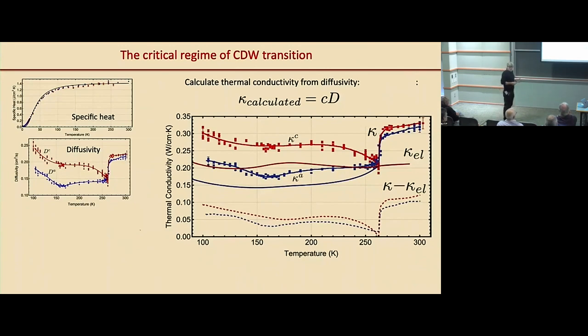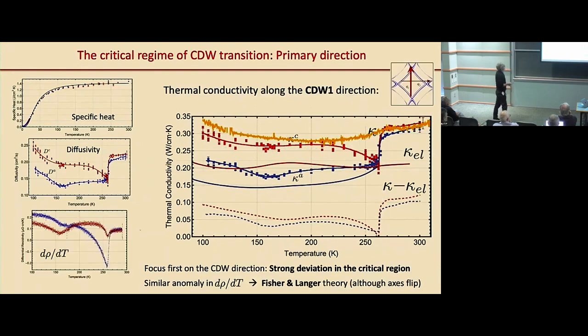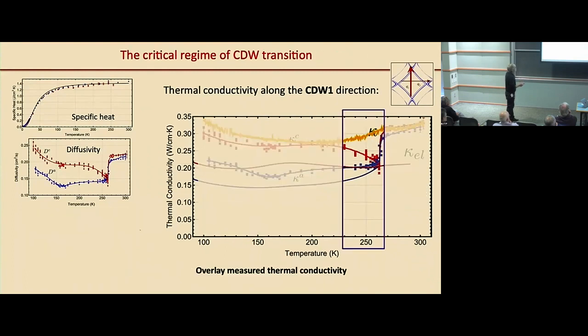But now that we measure the actual thermal conductivity, here it is. So orange corresponds to red, light blue to dark blue, and you see that, as you put it, the C direction looks like it kind of fits the calculation. As I said, there are always geometrical factors, so small deviations are accepted. In fact, the strong deviation is only in the critical regime.